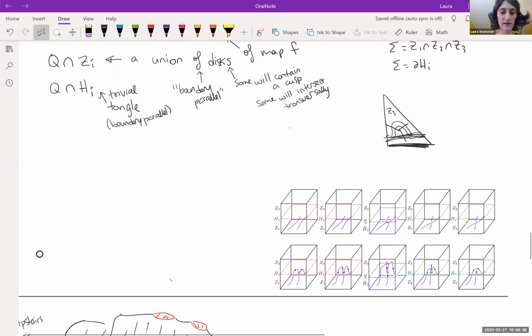So once we've put our surface in a good position, then we want to branch cover. The branch covering is coming from Aru-Kutsarkov.